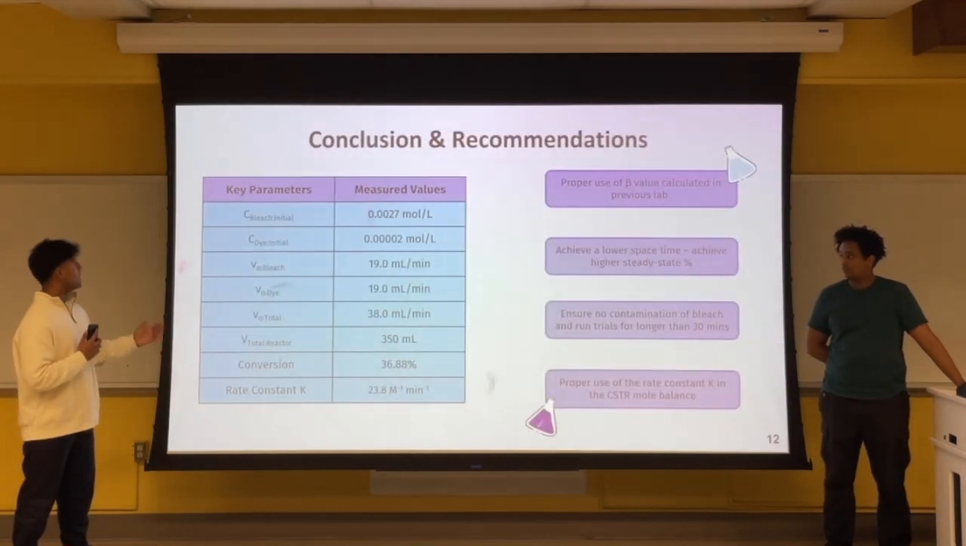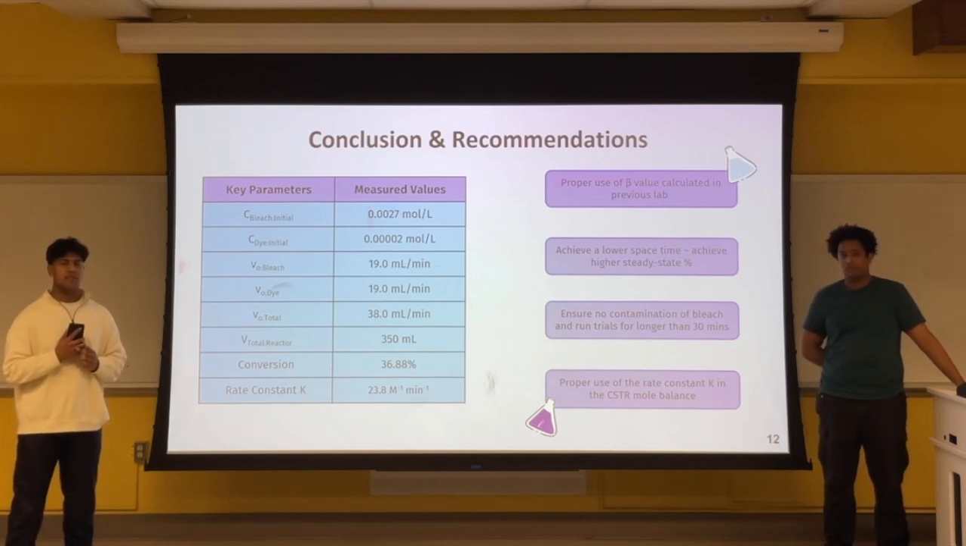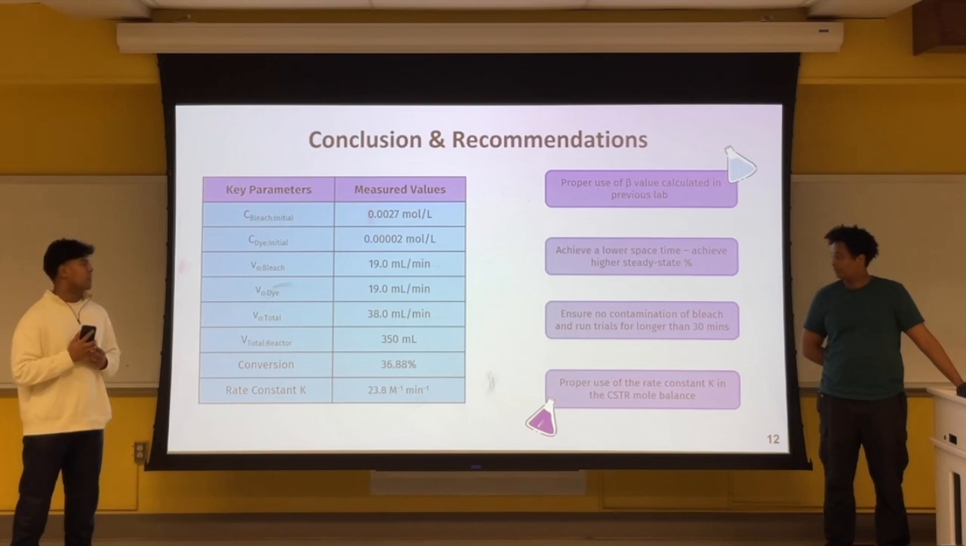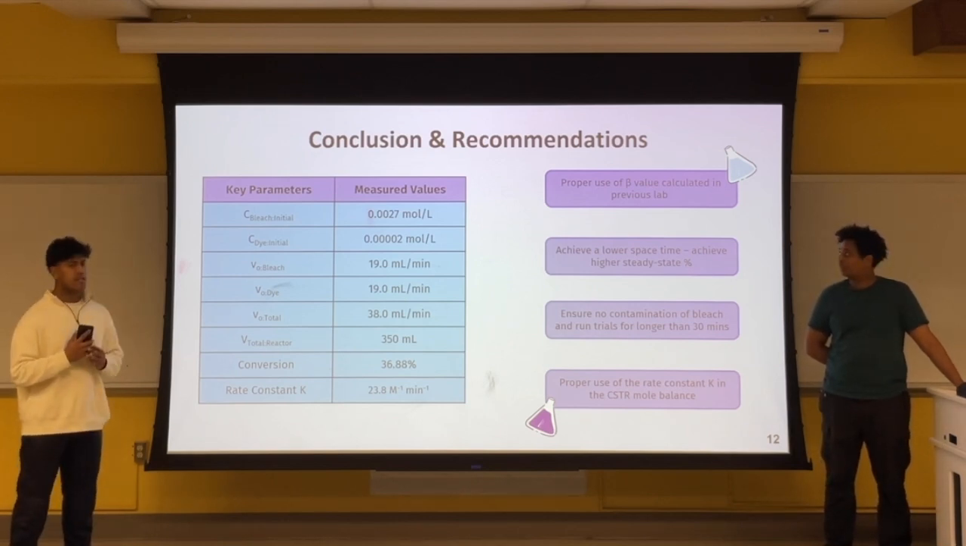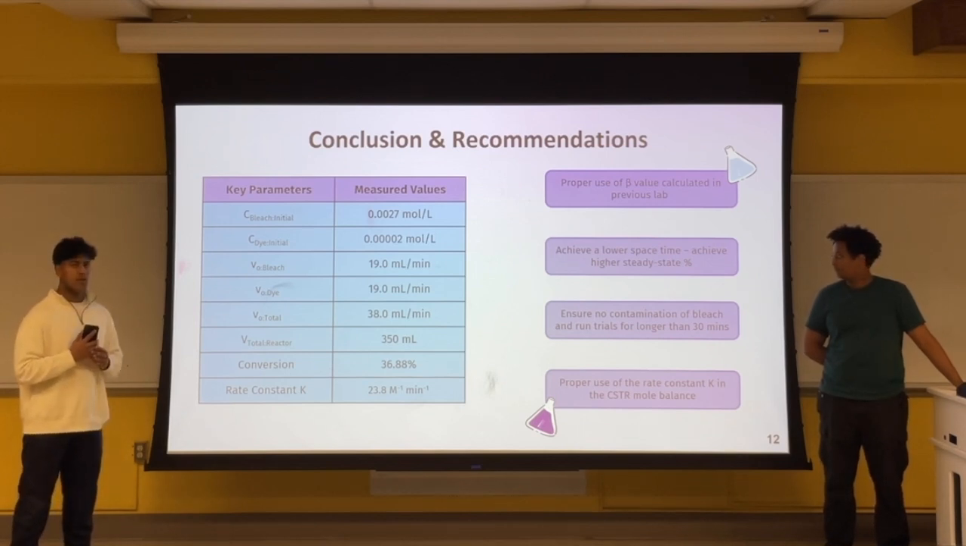To conclude, we found our key parameters and measured values, the most important being conversion of 36.88% for an average of 5 trials. And in the future, we recommend to get better results using the proper beta value calculated in the previous lab. Trying to achieve a lower space-time would also help, ensuring no contamination of bleach in the pipettes used, running trials for longer than 30 minutes, and also the proper use of the rate constant K in the CSTR mole balance.